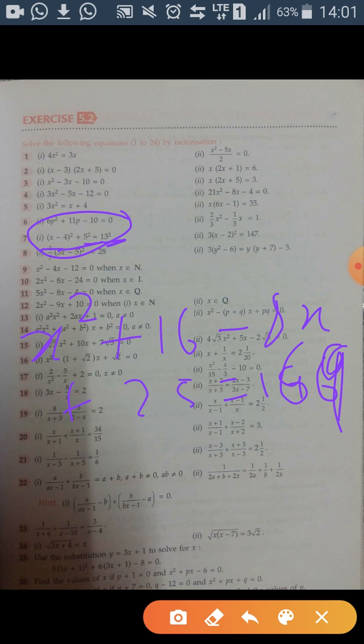Sorry, I wrote it 197. 169. Okay, so now we will solve this x square. We will write it as x square only. Minus 8x, we will write it as minus 8x only. Now let's solve this. Plus 16 plus 25. What is plus 16 plus 25? 35 and 41.